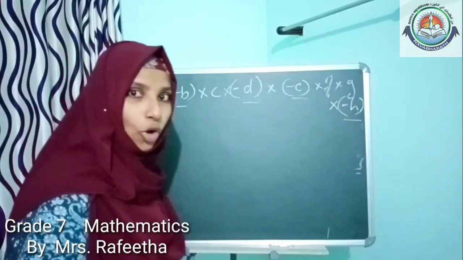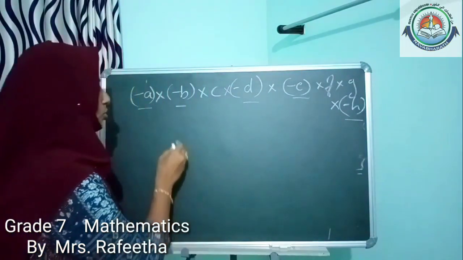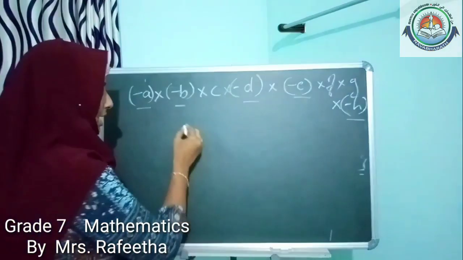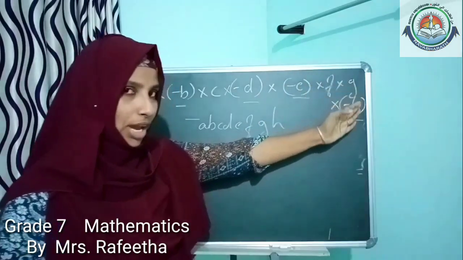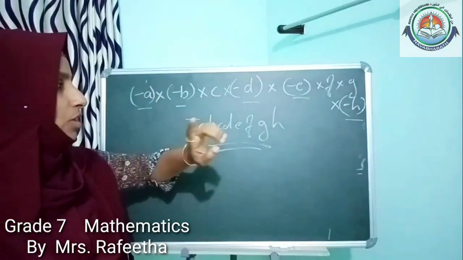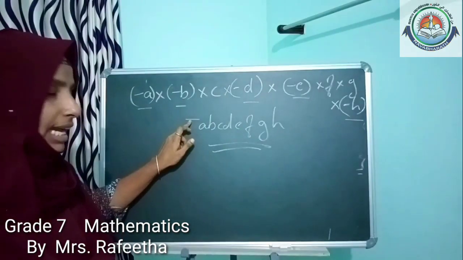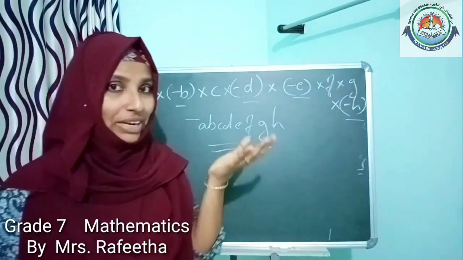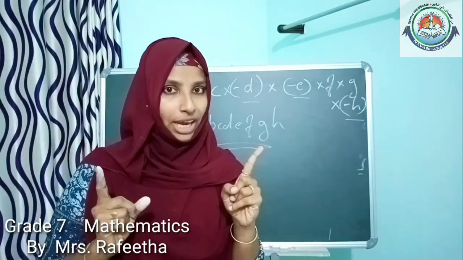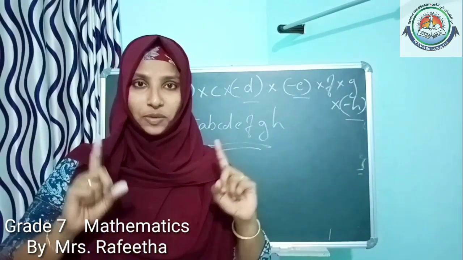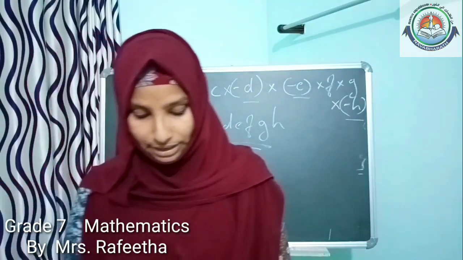Is 5 even or odd? 5 is an odd number. So we can say that if it is odd, the answer is negative. We are multiplying all these variables, and the only confusion is what the sign of the product will be. The sign depends on the number of negative integers in the multiplication. If it is odd, the answer will be negative. If it is even, the answer will be positive.